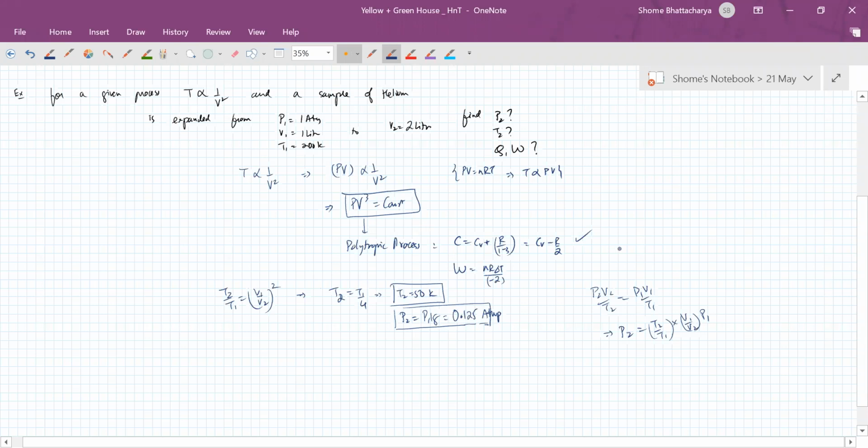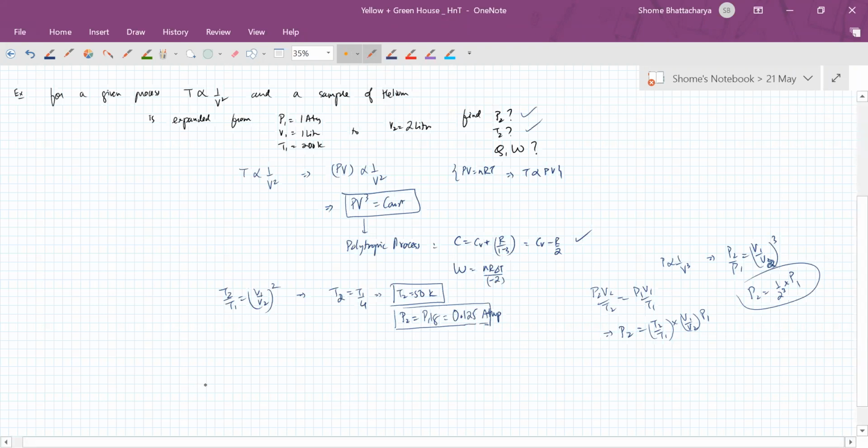Or you can use this also, that pressure is inversely proportional to V to the power 3. So P2 by P1, the same, yeah, cube. So V2 is 2 times V1. So you can see that V2 will become this also. Okay, so that is this thing done. So we have got the final pressure and temperature. Now Q and W, let's find out.